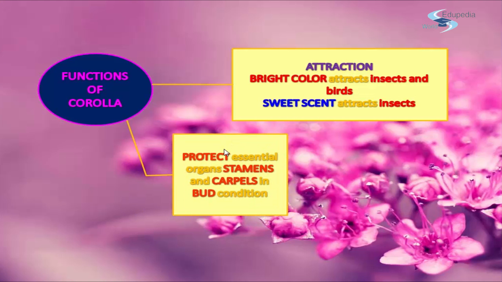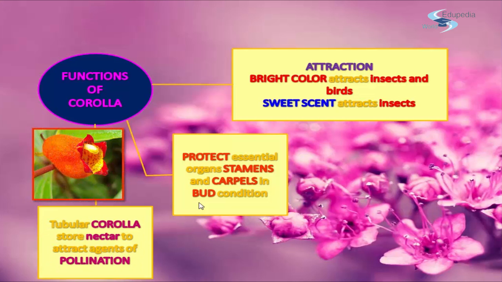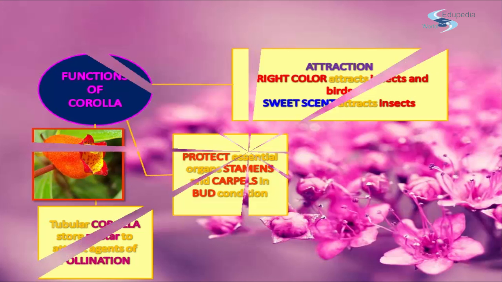The second function of corolla is to protect the essential organs, stamen and carpel, in bud condition. And the third function is that tubular corolla stores nectar also to attract agents of pollination.